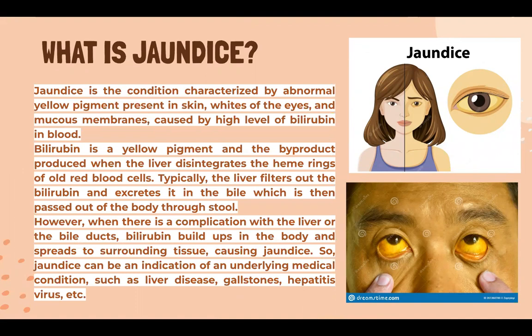And what is bilirubin? Bilirubin is the yellow pigment and the byproduct produced when the liver metabolizes the old red blood cells. Typically, the liver filters out the bilirubin and excretes it in the bile, which is then passed out of the body through stool. However, when there is a complication with the liver or the bile ducts, bilirubin builds up in the body and spreads to surrounding tissue, causing jaundice.